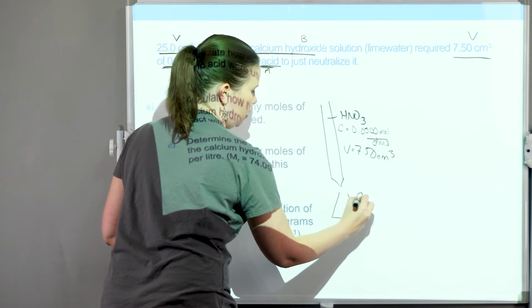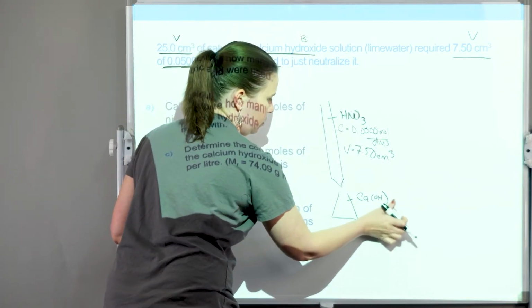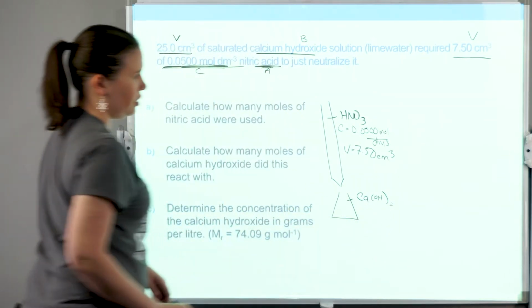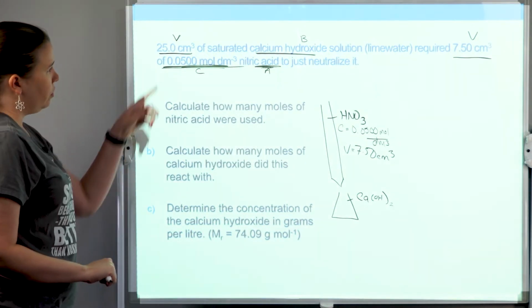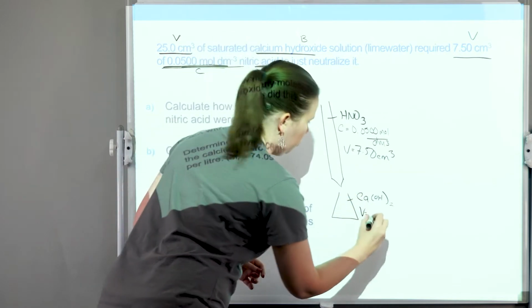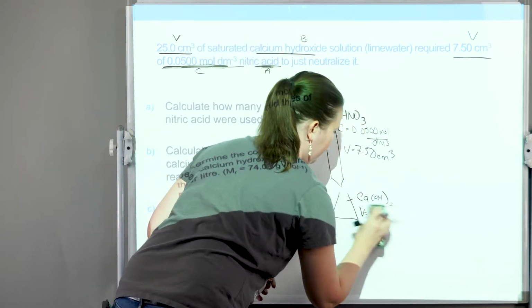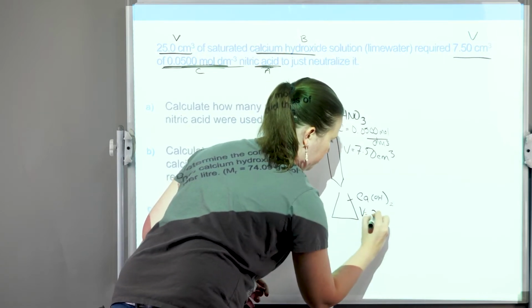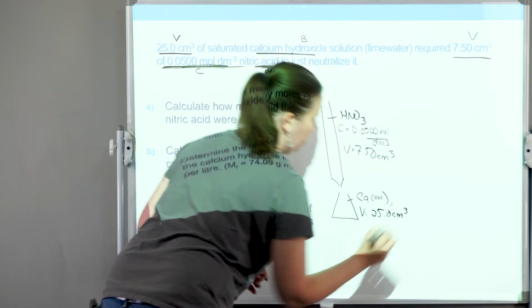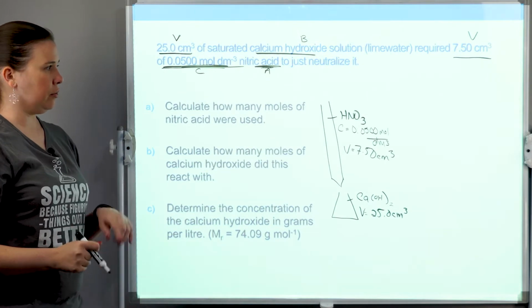the calcium hydroxide, Ca(OH)2. Oops. +2 -1, so I need 2 hydroxides. Watch your parentheses. The only thing I know about the calcium hydroxide is that the volume is 25.0 centimeters cubed.